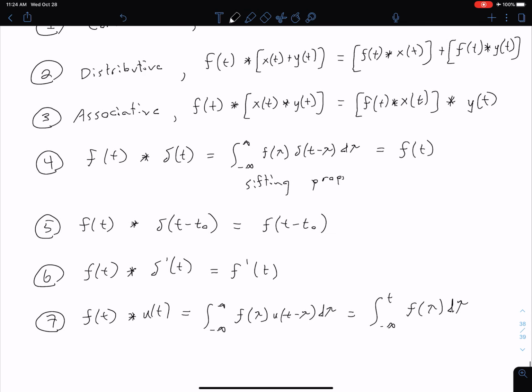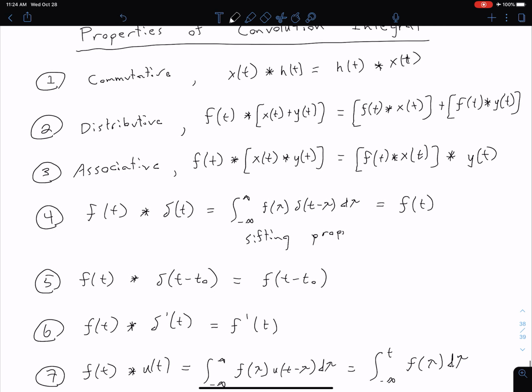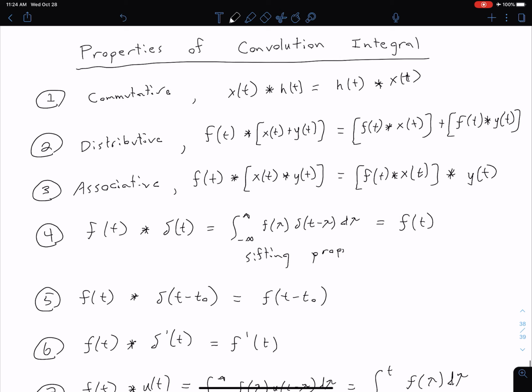So in the next video, we're going to come back and simplify our integral expression for convolution. And then we're going to take a closer look at why we even want to deal with convolution in relation to our Laplace transforms and Laplace analysis.